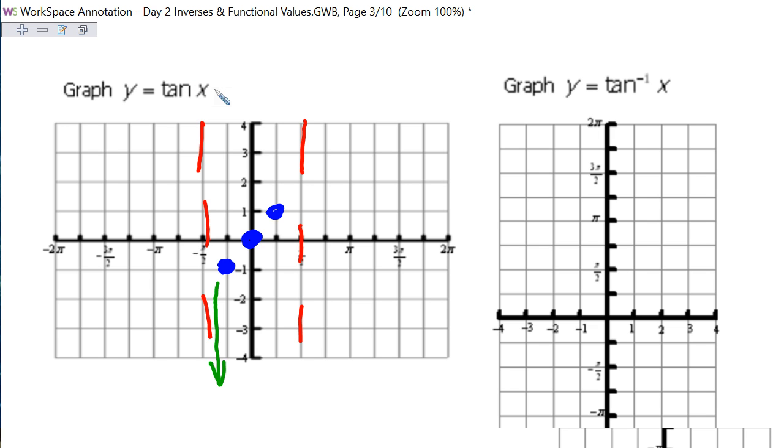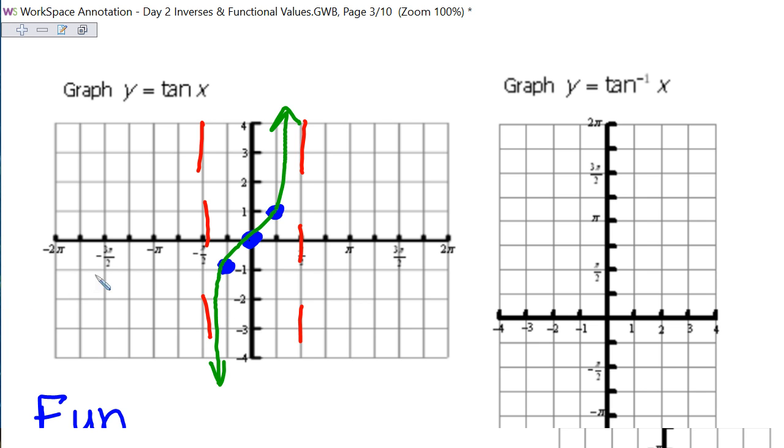Does that graph pass the horizontal line test? Yes. So the entire graph for tangent is going to be functional. So for tangent, the functional values are going to be from negative pi over 2, which is where our left vertical asymptote is, to positive pi over 2, which is where our right vertical asymptote is. But can I have points at negative pi over 2 or positive pi over 2? No. So these need to have parentheses for that interval notation.